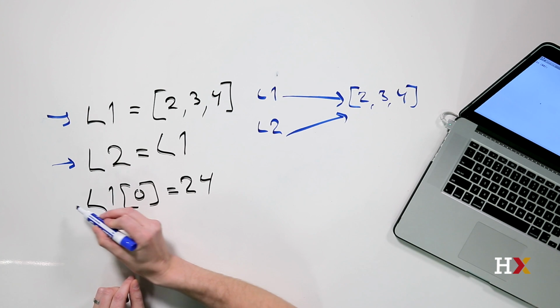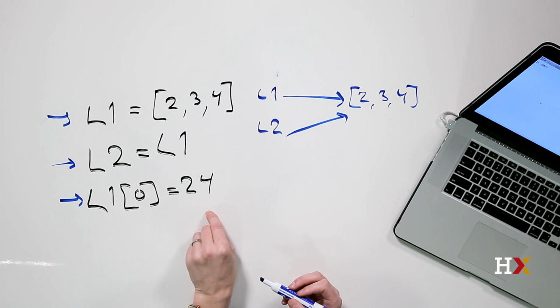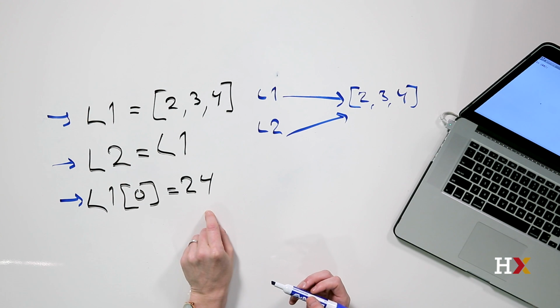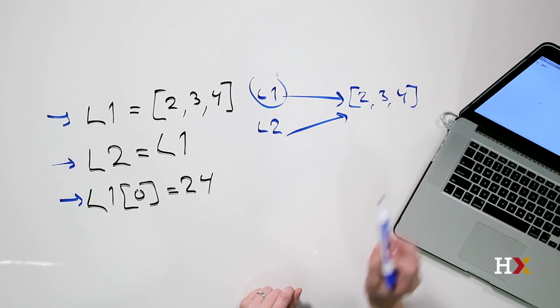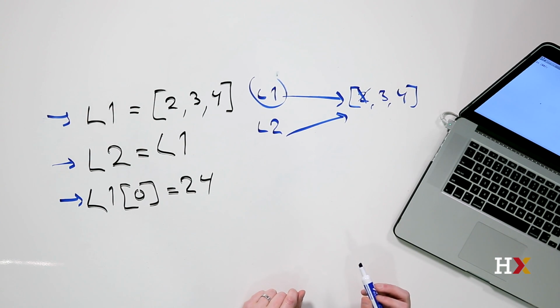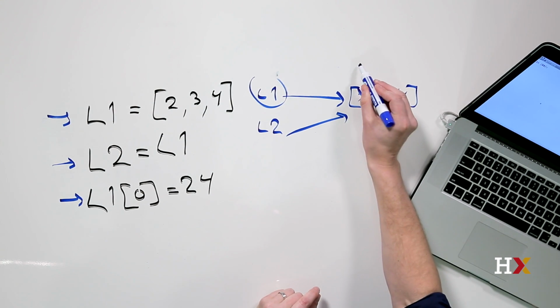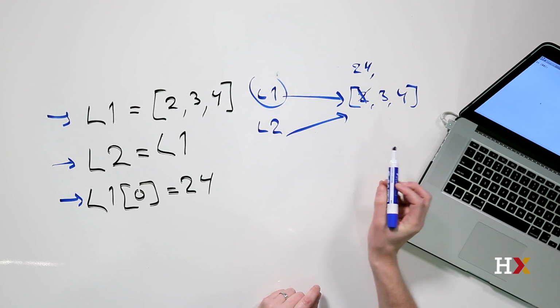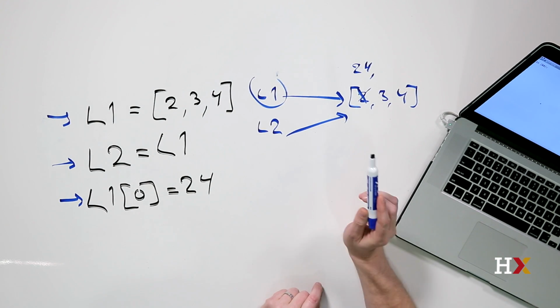When we look at the third line, L1 at location 0 equals 24. In this case, what happens is we're using the name L1 to reference this object, and we're modifying the content of the number at location 0 from 2 to 24. After this modification, the content of the list is going to be 24, 3, and 4.